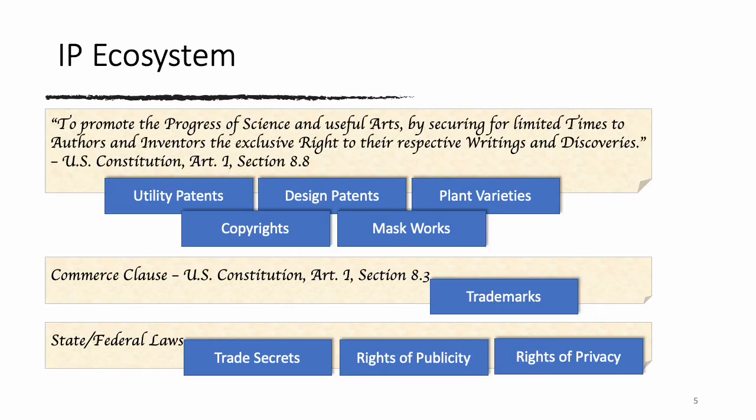So a little bit on the intellectual property ecosystem. Our policy on patents and copyrights, and things like mask works and plant varieties, is actually in the Constitution itself. Trademarks are loosely covered in the Commerce Clause, also in the Constitution. Trade secrets, rights of publicity, and rights of privacy, which can all be related, really go down to state and federal law, but not the Constitution itself. So you're looking at U.S. code or state code for that.